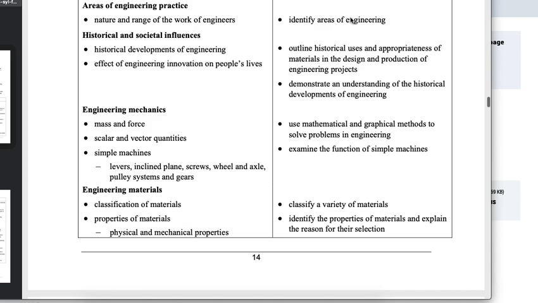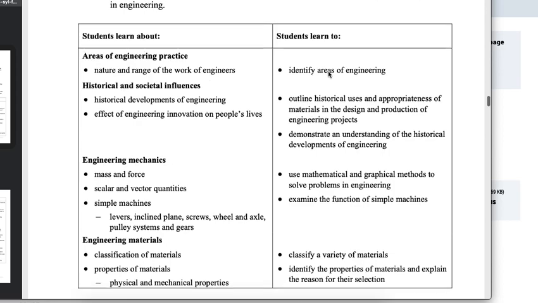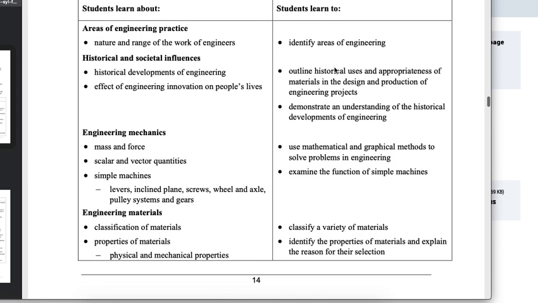Okay, in terms of going on this side, this is what you're supposed to learn about and what you'll learn to do. You have to learn to identify different types of engineering. You have to be able to outline historical uses and applications of materials in the design and project of engineering products. This is where we talk about things like the use of steel or stone and that sort of stuff.